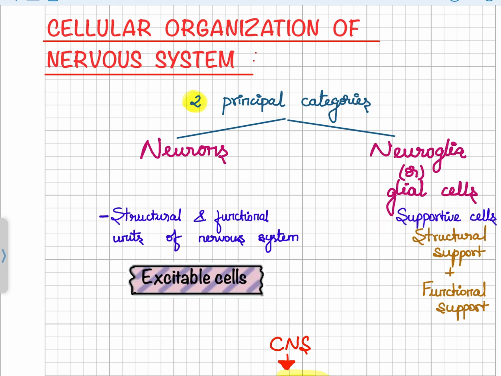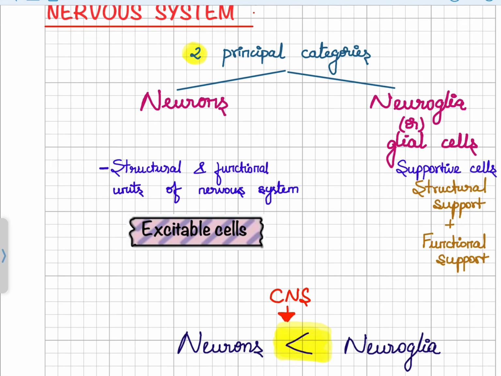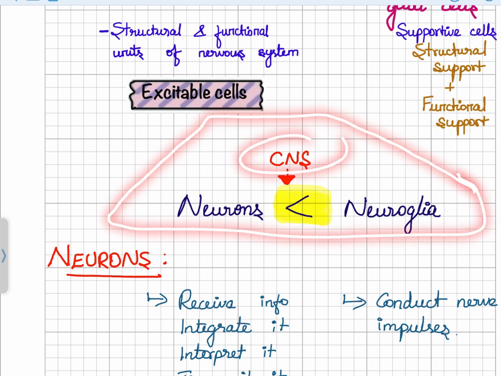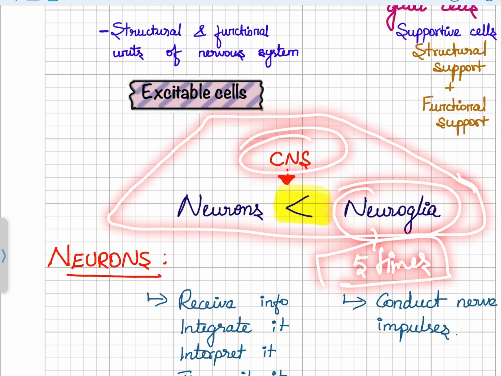We will discuss both neurons and neuroglia in detail in the upcoming pages. At that time, we can discuss in detail about both of them. Another piece of info is that in the CNS, neuroglia are more present than the neurons, about 5 times more than the neurons in the CNS.